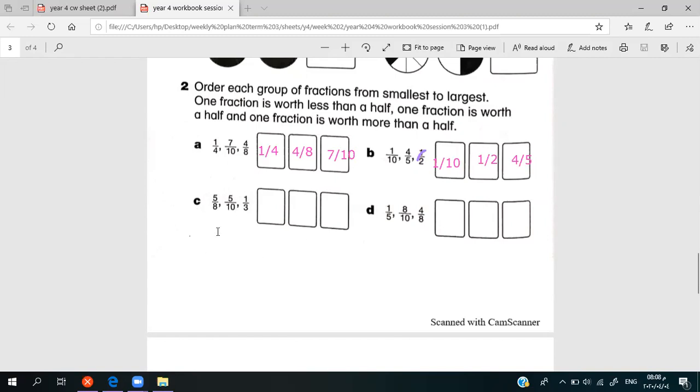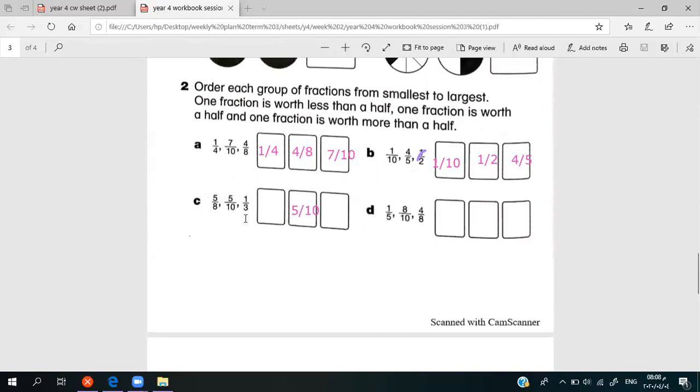Okay, let's find the half here first. The fraction which is equal to a half. Half means that I divided it by 2. Now, is the 5 half the 8? No. Is the 5 half the 10? Yes. So 5 over 10 is the half. Okay? So 5 over 10 is the half.